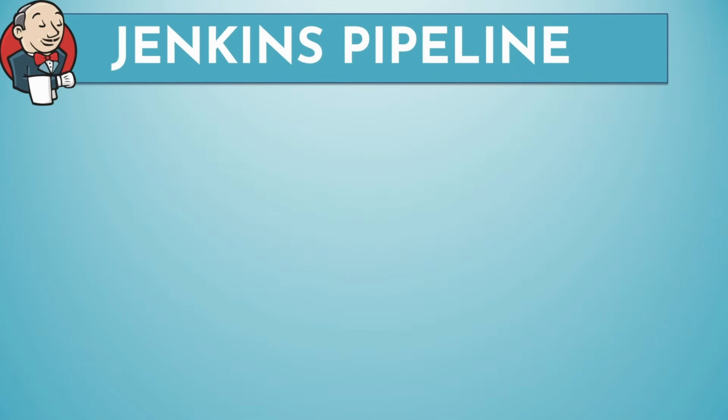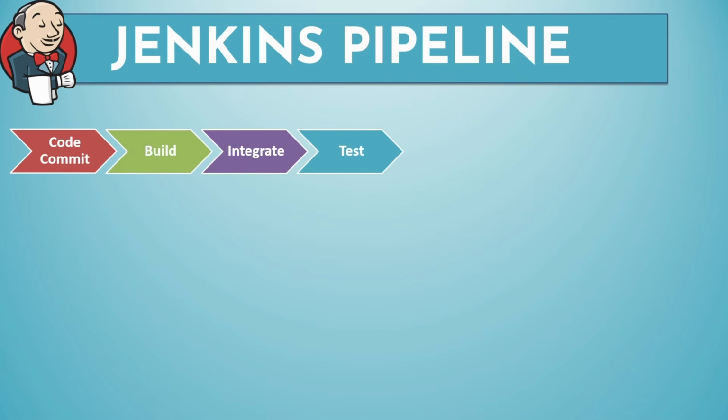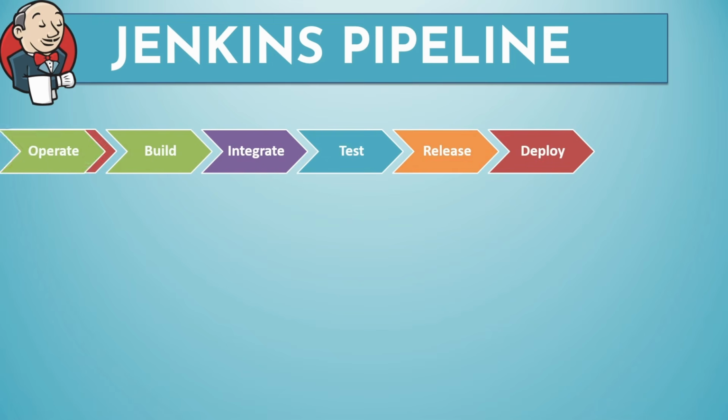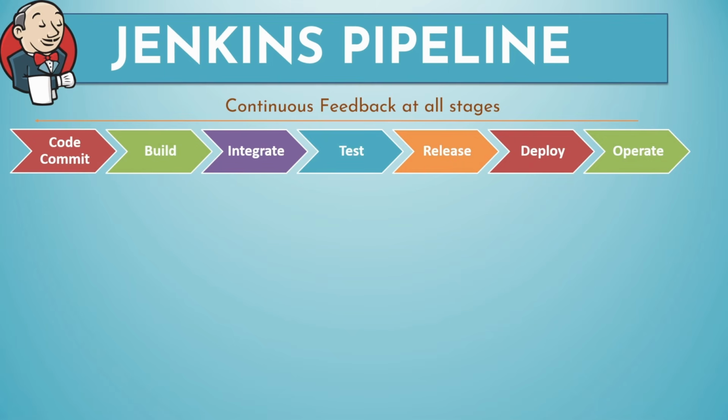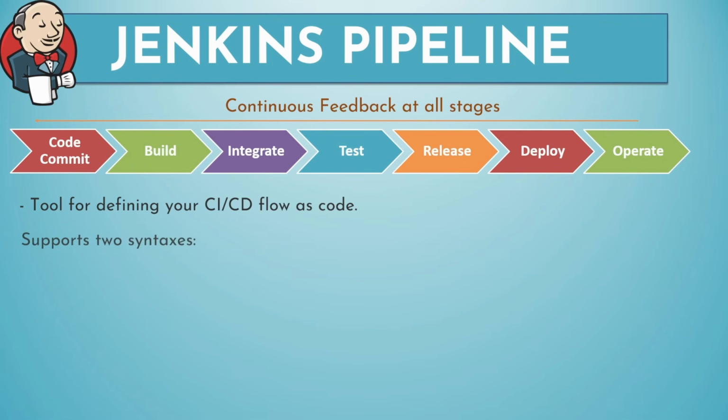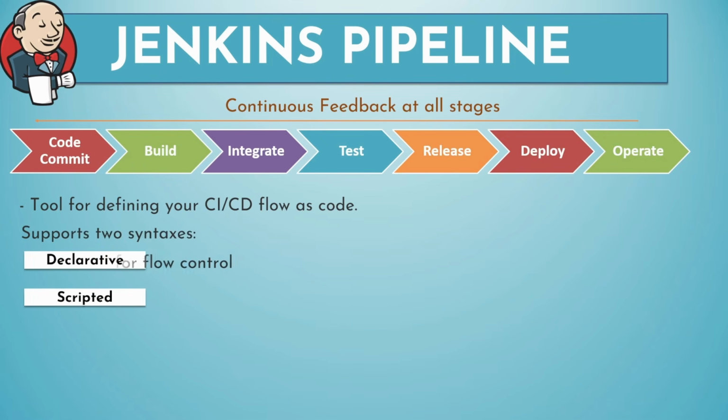A typical Jenkins pipeline or any CI/CD pipeline includes these common stages: code commit, code build, integration, testing, release, deploy, operate, followed by continuous feedback at all the stages. So Jenkins pipeline as code is generally a tool and a process for defining your CI/CD flow as code. Jenkins pipeline supports two syntaxes: declarative syntax and scripted syntax.